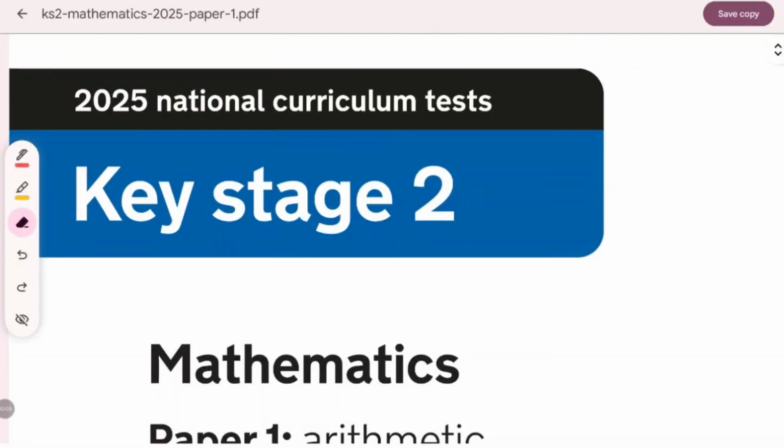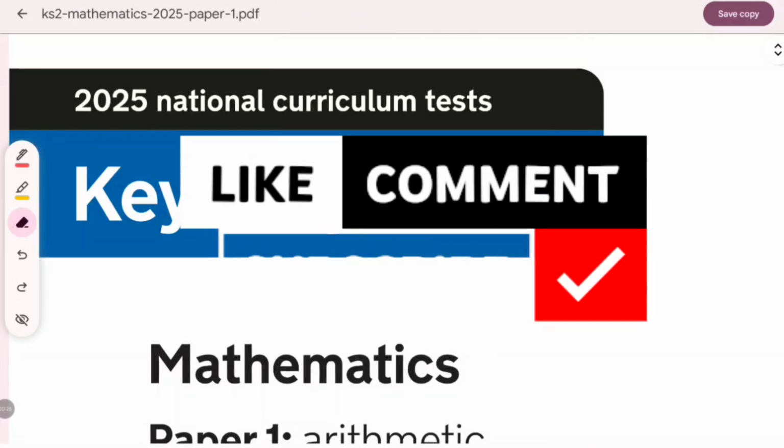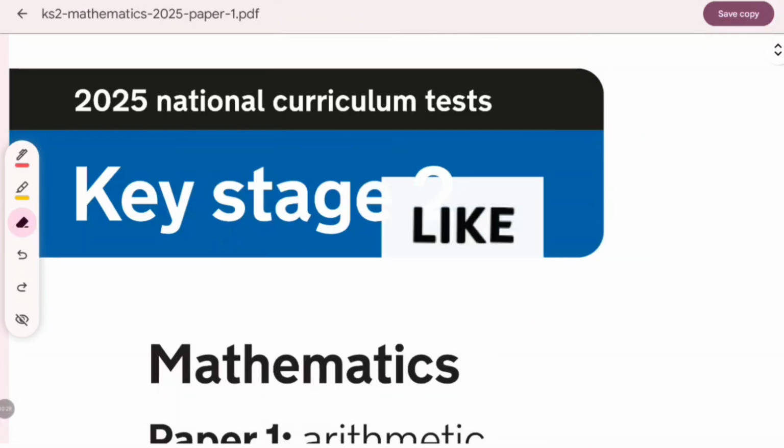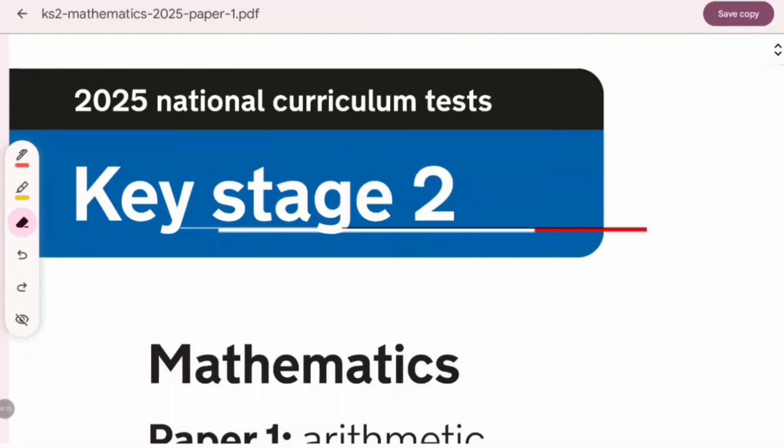Today we are solving the 2025 KS2 Arithmetic Year 6 questions paper. If you are preparing for your SATs and want full marks in arithmetic, this video is exactly what you need. No wasting time, we will go straight into the smart methods, quick tricks and exam friendly steps to help you solve faster and avoid silly mistakes. So grab your pen, pause the video, try each question first and let's start to score the full marks.